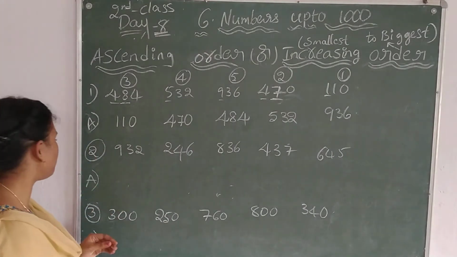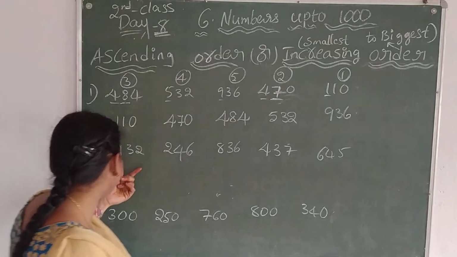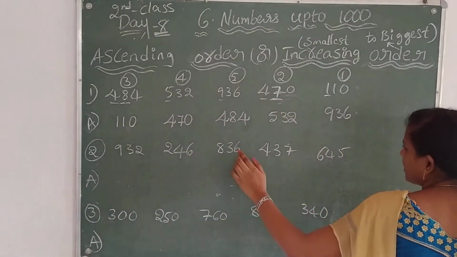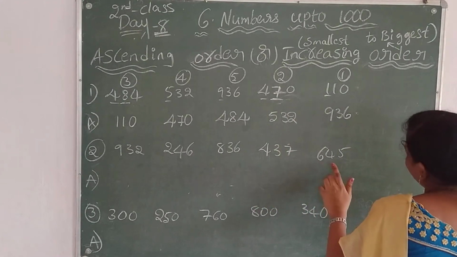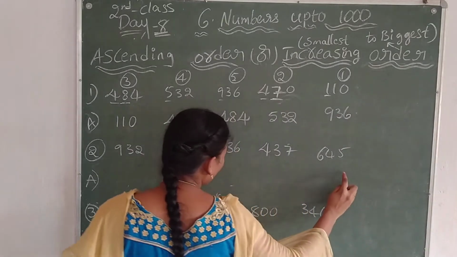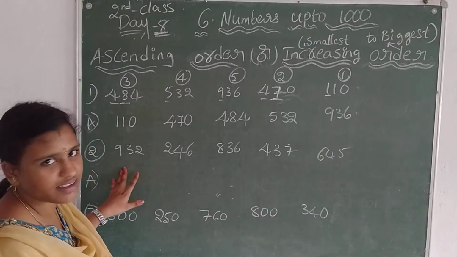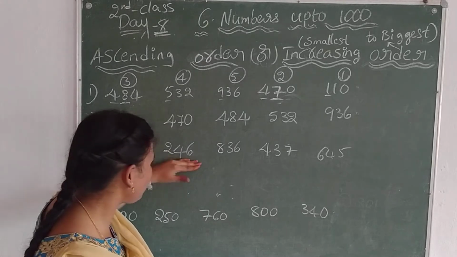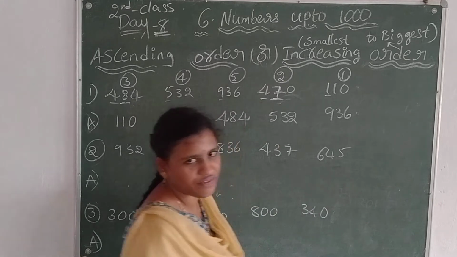Let's take a second sum. The first number is 932, 246, 836, 437, 645. Let's see the second sum: 932, 246, 836, 437, 645.